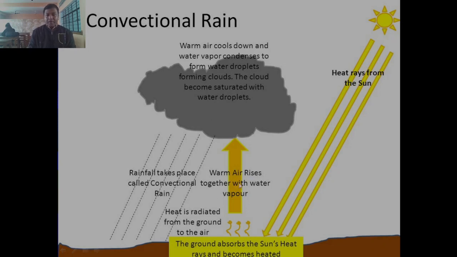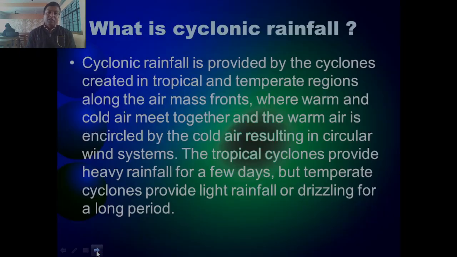Warm air rises together with water vapor, that means moisture, and after some extent, the warm air gets cooled down and water vapor condenses into water droplets, forming clouds. These clouds become saturated with the water droplets, and the droplets come down on the earth in the form of rainfall. This is conventional rainfall. What is cyclonic rainfall?